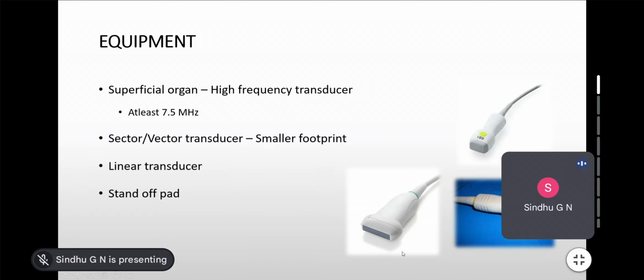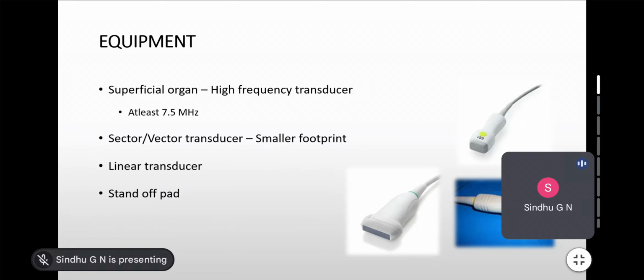And being a very superficial structure, we need a standoff pad to make the contact proper. Standoff pads are available in the market, or we can use a glove filled with gel or water and keep it over the cornea and use it as a standoff pad. It will give a gap between the probe and the structure so that we can visualize properly.